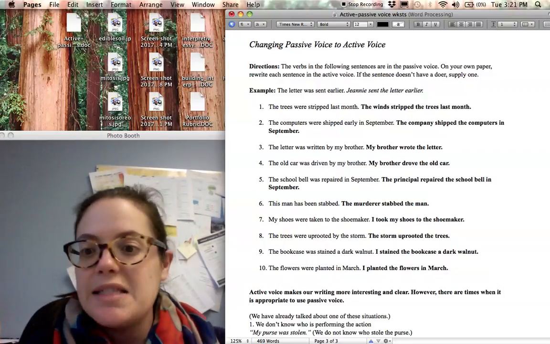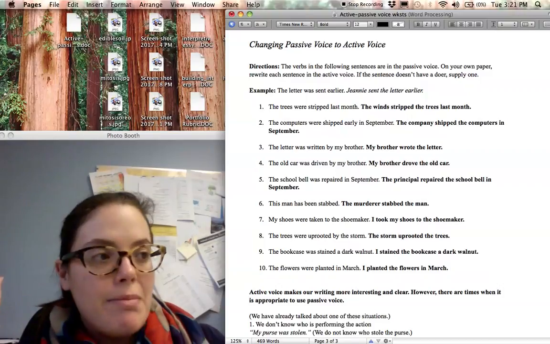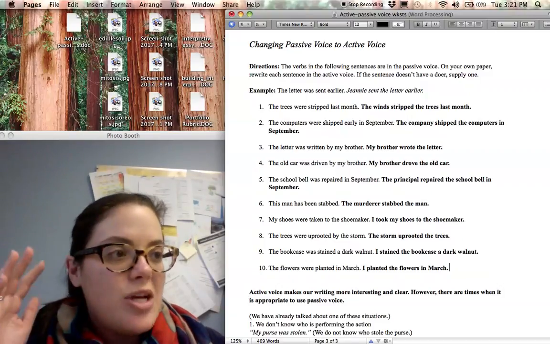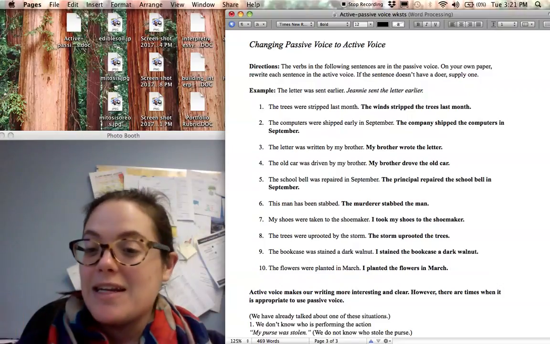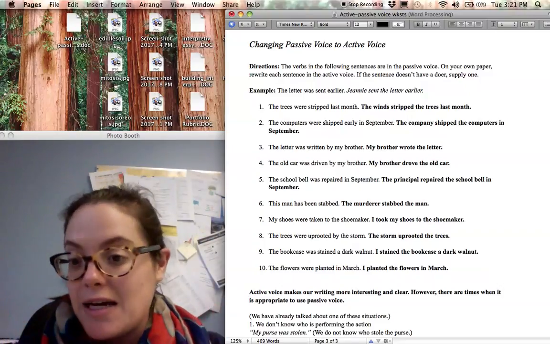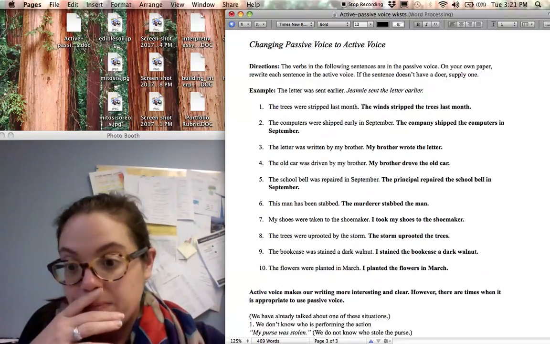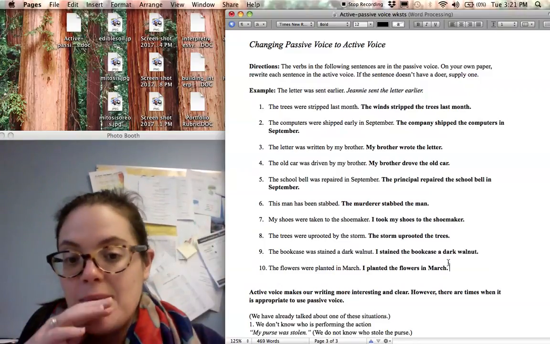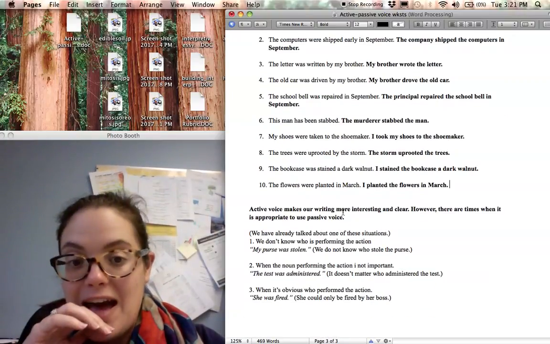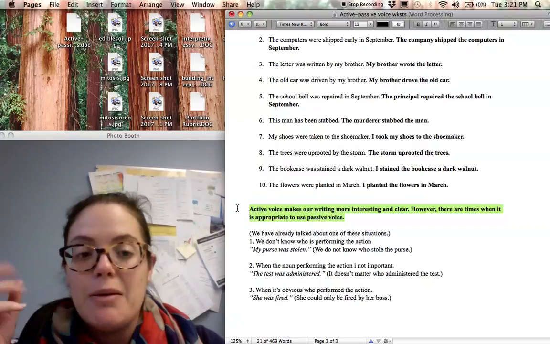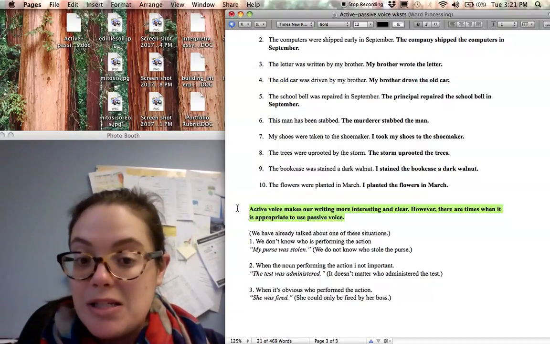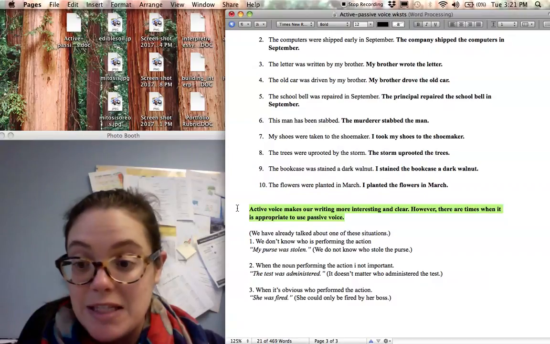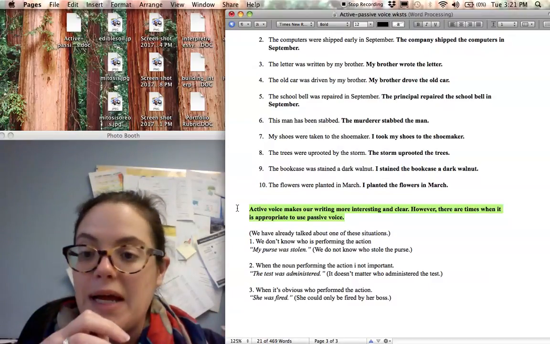So just to simplify it, I told you no matter what, make them active. If you need to add a subject, just make it active. Okay? So most of the time, that's what you want to do. Active voice makes our writing more interesting and more clear. However, there are times when it is appropriate to use passive voice, and we talked about one of these before, but I want to lump them all together right now.